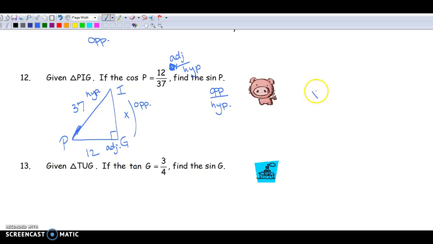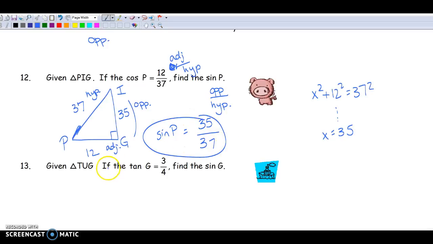So we're going to do x squared plus 12 squared equals 37 squared. To save a little bit of time, I think most of you are familiar with the Pythagorean Theorem, you're going to end up getting x equals 35. All right? So this missing piece here is 35. Once you know that, opposite over hypotenuse is easy. Opposite, 35, over hypotenuse, 37. And that's your answer. So the sine of P is 35 over 37.